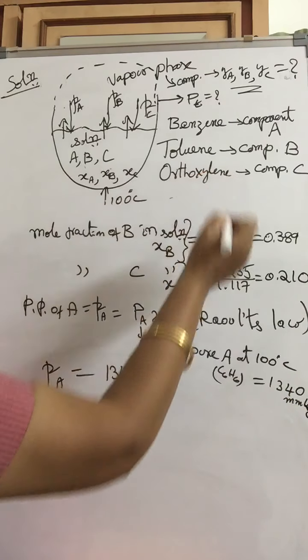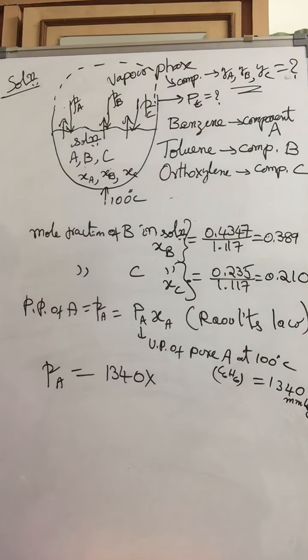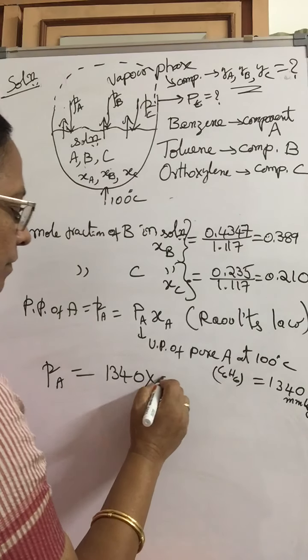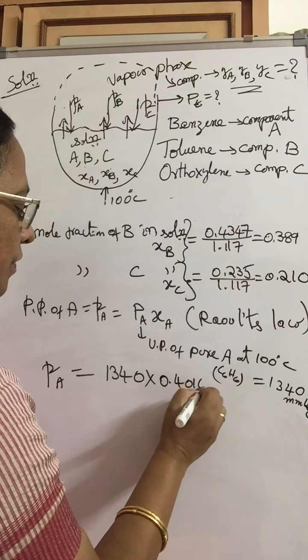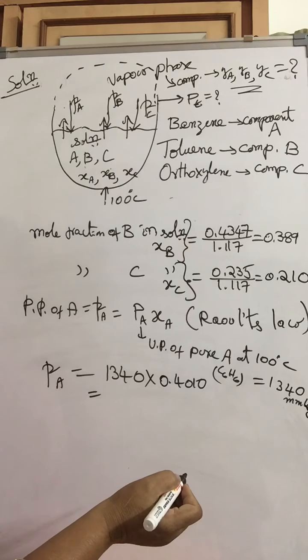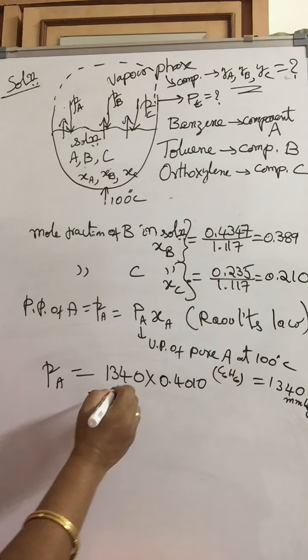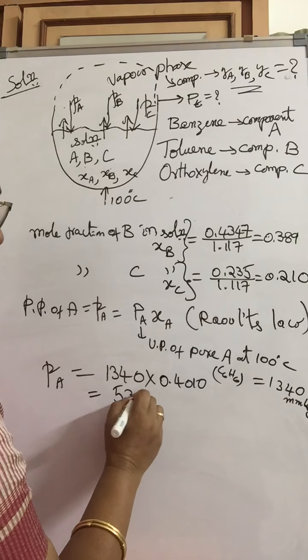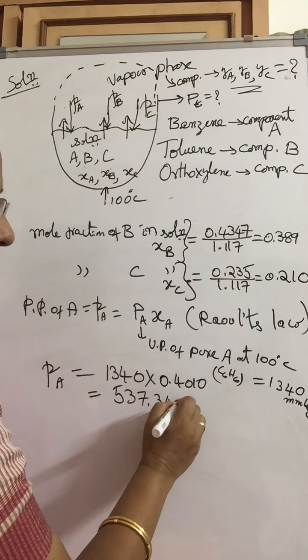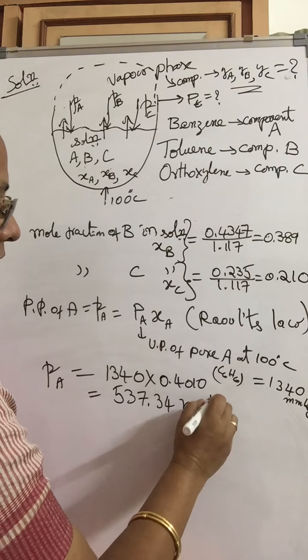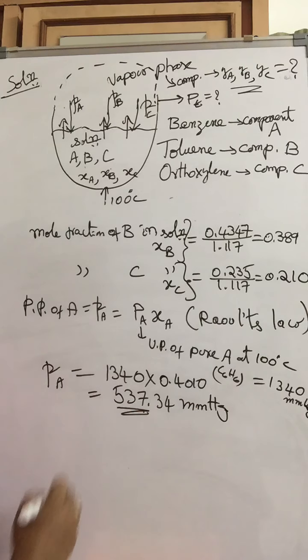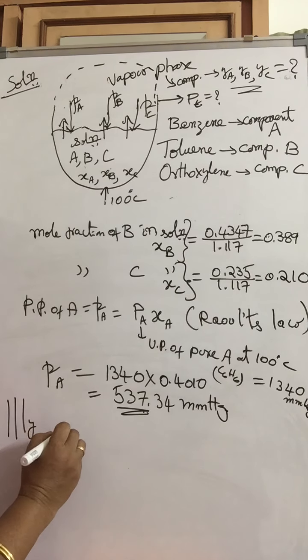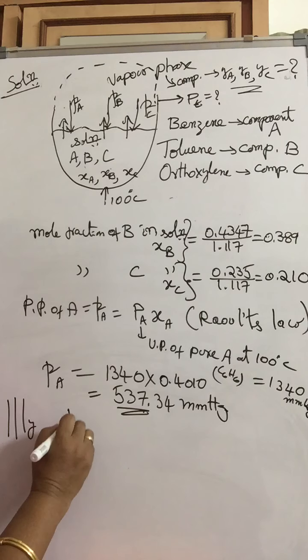Then what is XA? It is 0.4010. So its value is 537.34 mmHg. This is PA.